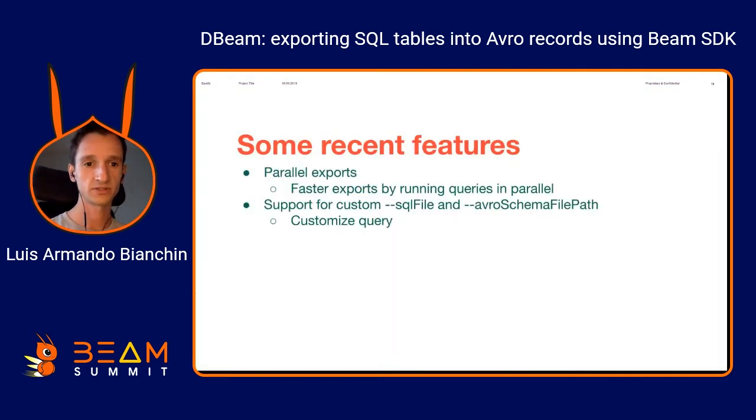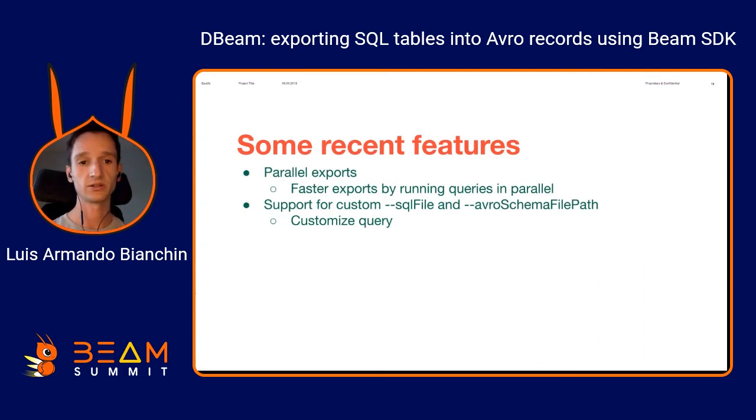Some recent features that were added are parallel exports. Exports can be run in parallel, so it will run multiple queries in parallel. Usually this is done similarly to Apache Sqoop: it will partition based on a column and divide the export into multiple queries, filtering different segments of the table.